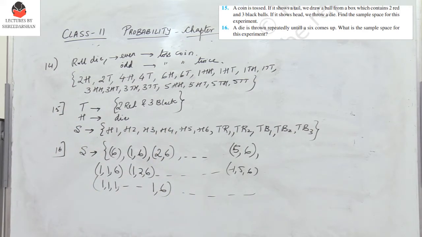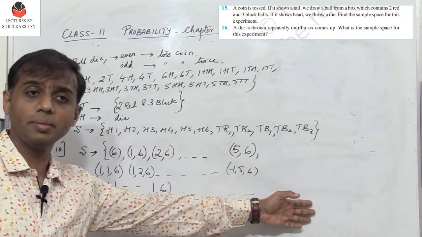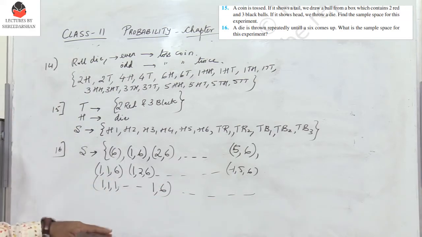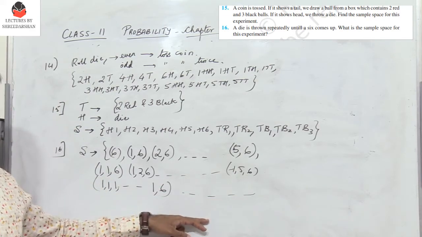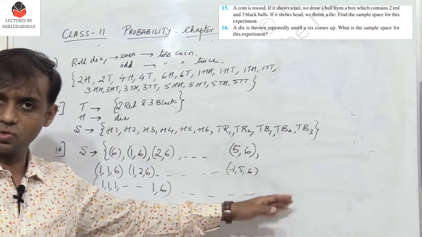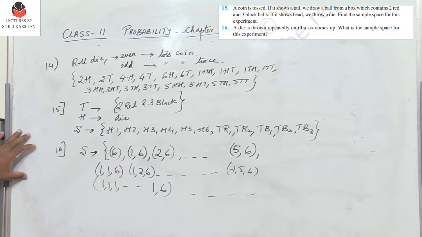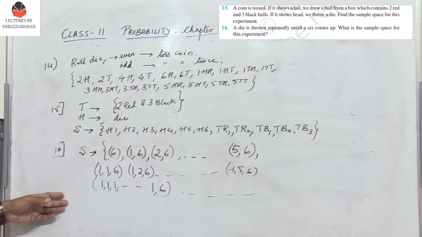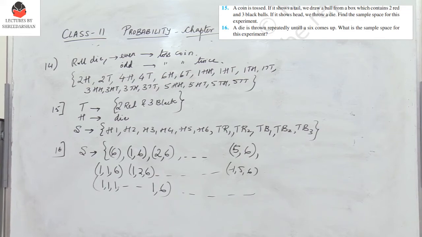So it's infinite. So you may get 100 times, and the 101st time I may get 6 here. Or I may get all the numbers 1 to 5 100 times, and then I may get a 6. So I stop there. So this is an experiment where you keep on throwing the die repeatedly till you get 6. So what is the sample space? So theoretically it's infinite, right?